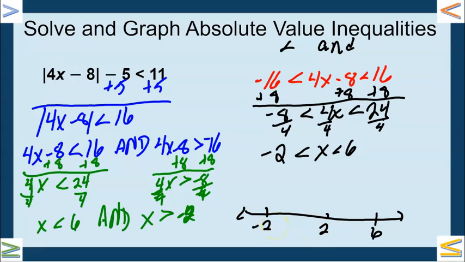Now I can put my circles on. Because it's just less than, it cannot equal those numbers. So I know it's an open circle on negative 2, but it's got to be greater than negative 2. It's an open circle on 6 because it cannot equal 6. It's got to be less than 6. So it's any number between negative 2 and 6, but they cannot include those two numbers. That would be our solution and solution graphed.